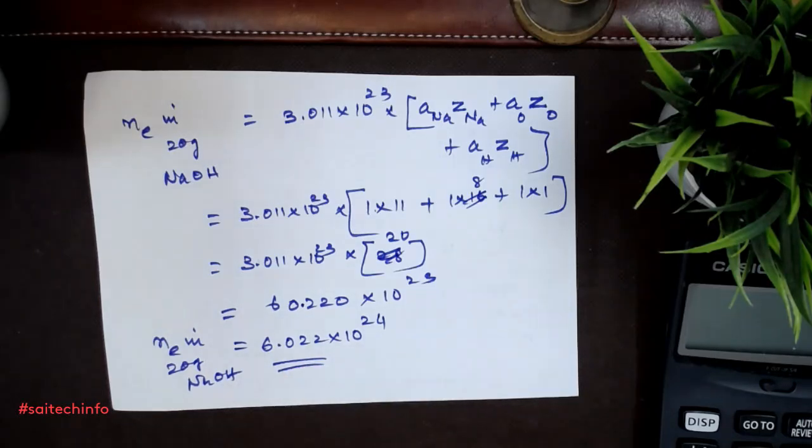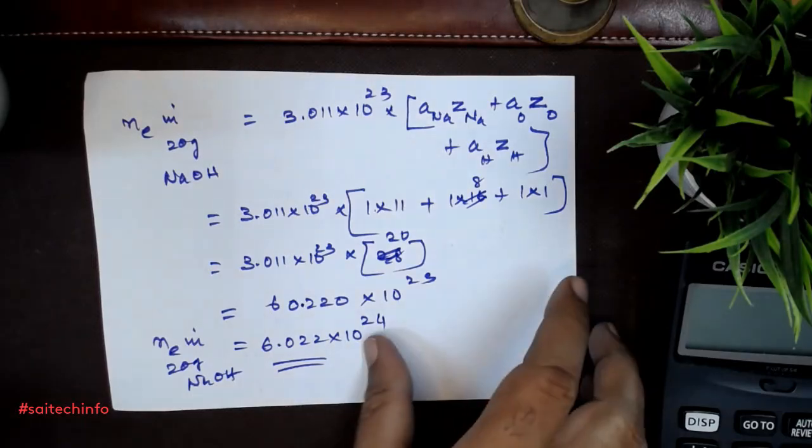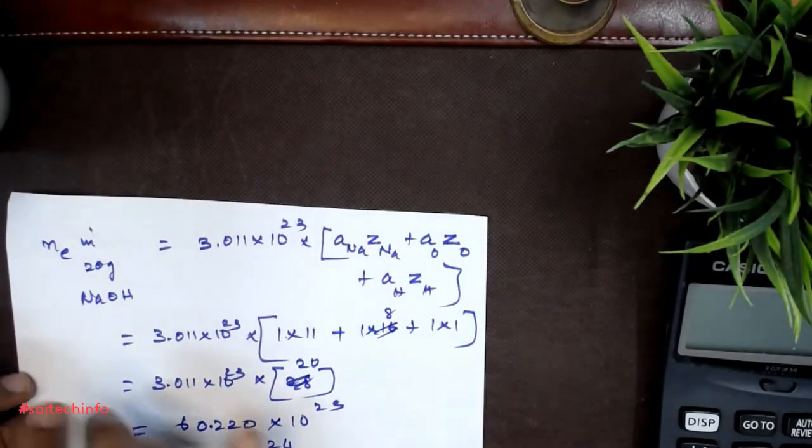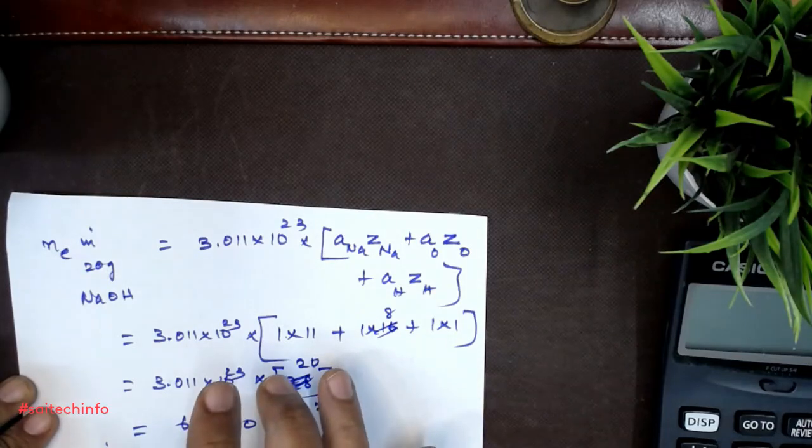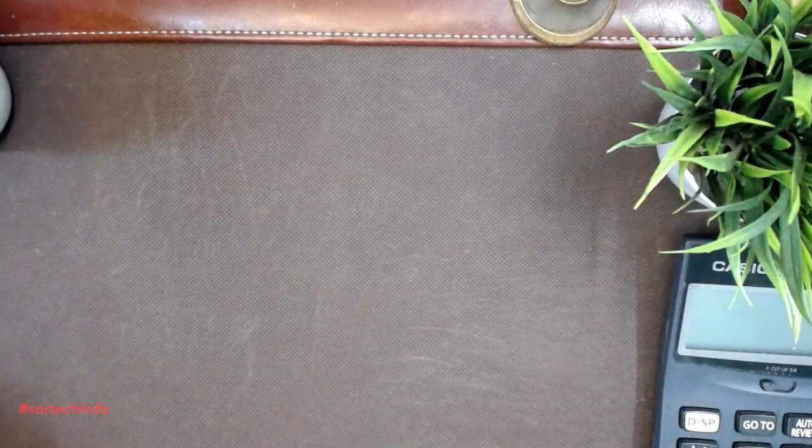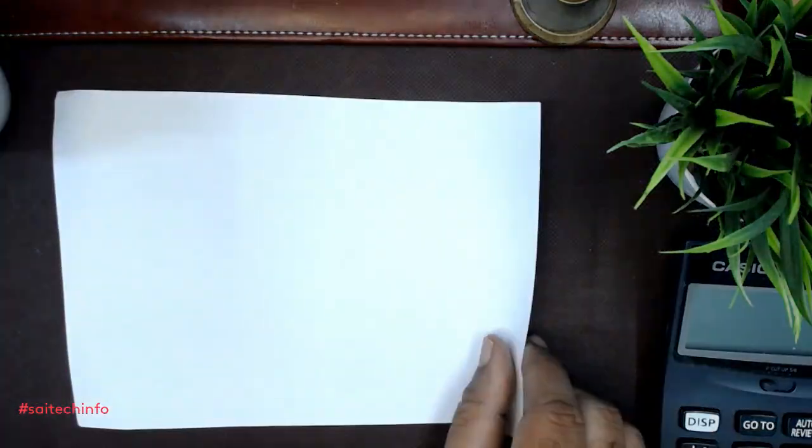Suppose if I ask you how many neutrons, so in that case what are we supposed to do? You should know the mass number. Mass number minus atomic number is equal to neutron number. So we will have a similar calculation. Let us consider the same sum. Take down. Calculate the number of protons and the neutrons present in this sum.